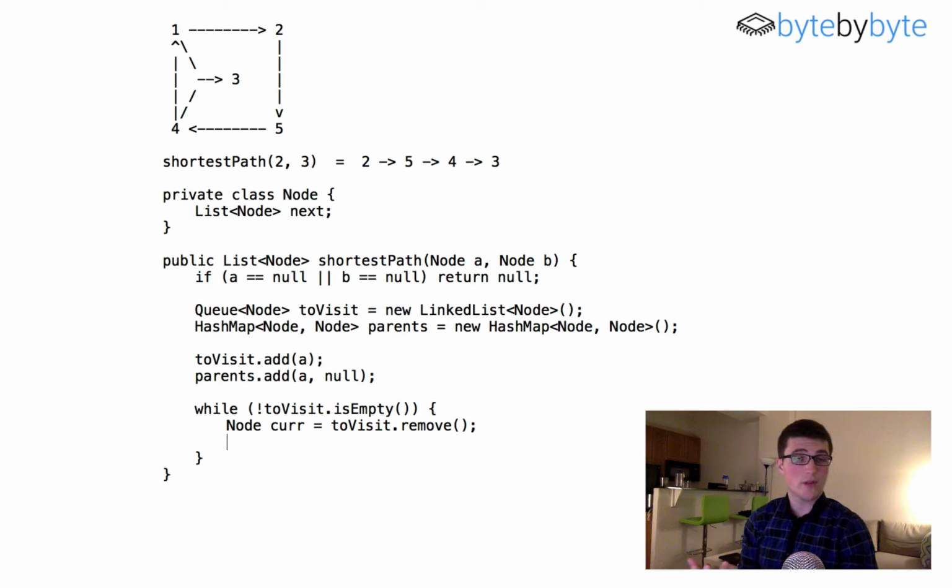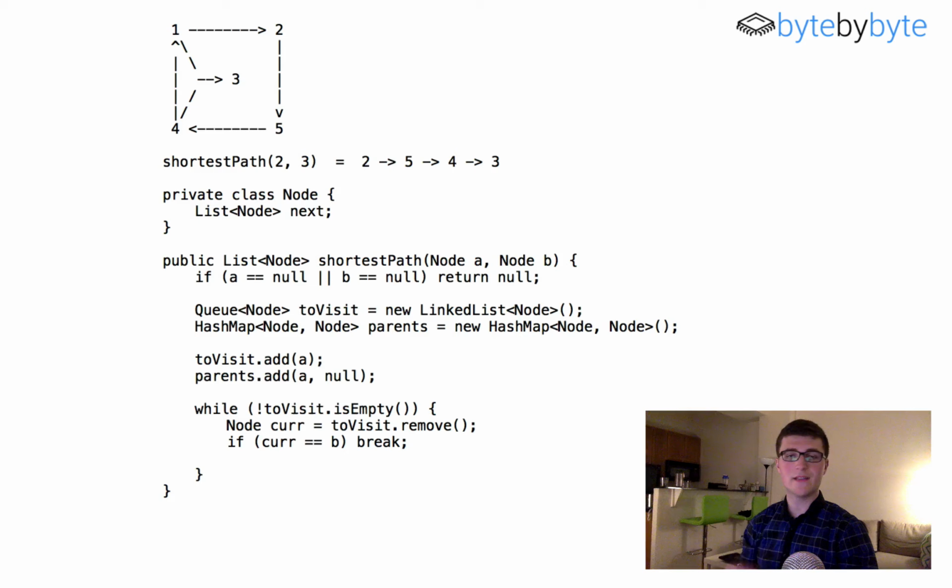And we first want to check if that's equal to B, right? Because if that one's equal to B, then we've found our full path to B, and then we can break out and reconstruct the path. So if cur equals B, then we're going to break.